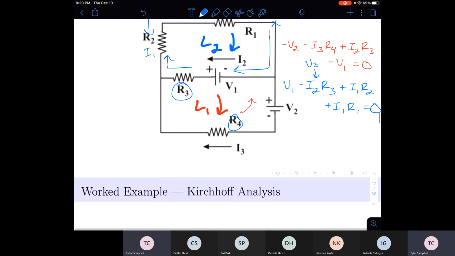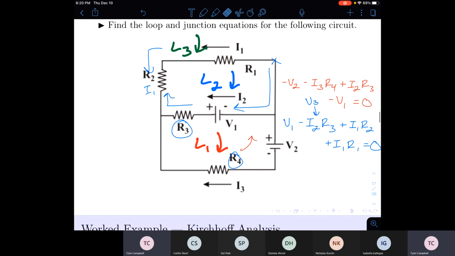All right, the last one we have to worry about is the big outer loop. So I'll erase everything in red and blue so we can see everything. The outer loop is concerned with only the things on the outer edge of the circuit. So R1, V2, R4, and R2. I can start at any point I want. So I'm going to say we'll start up here in the top right-hand corner again.